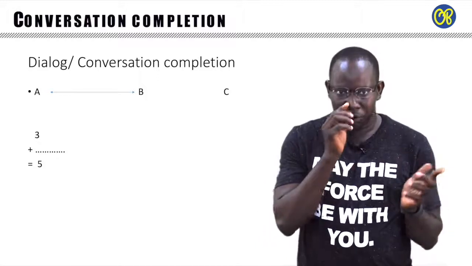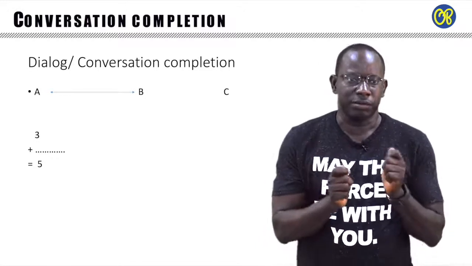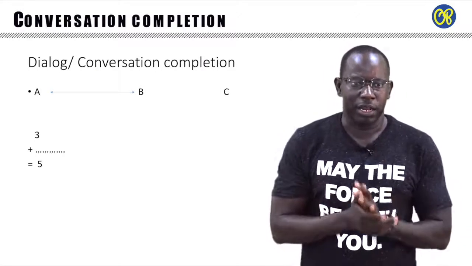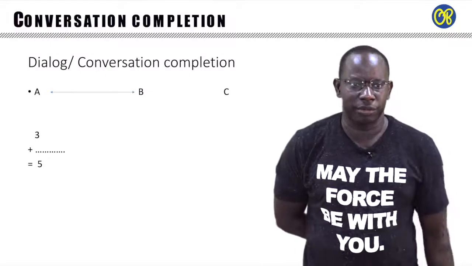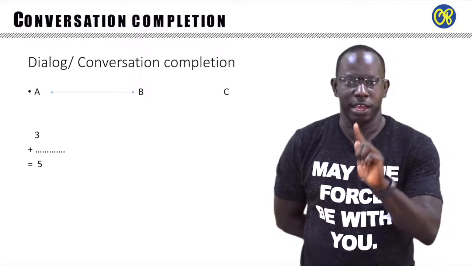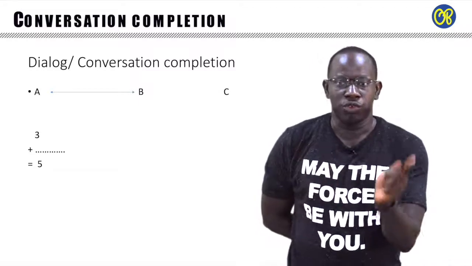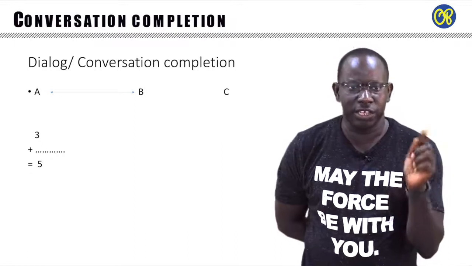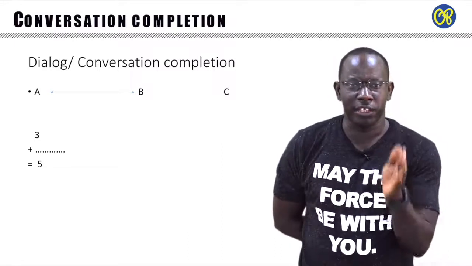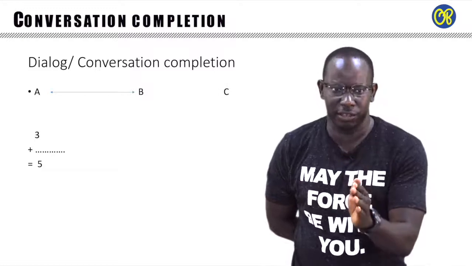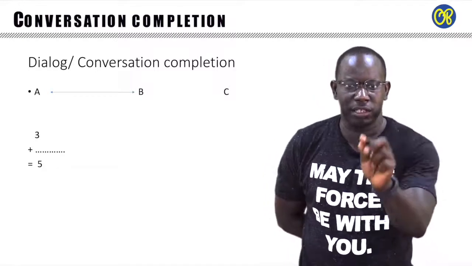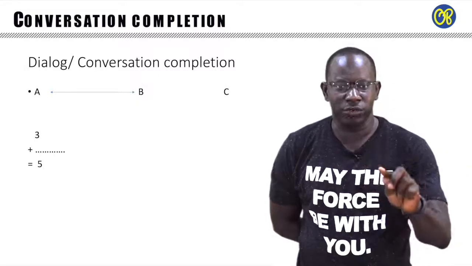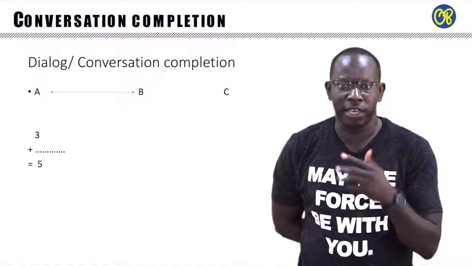Conversation completion is about completing a discussion between two people. Just as shown in this example, there is a conversation between A and B, and you are C. Because you are very far from A, you don't hear what A is saying, so you have to guess what A is saying through B's answer. If B answers A's question by saying, I am fine, you have to guess what A said for B to say, I am fine.